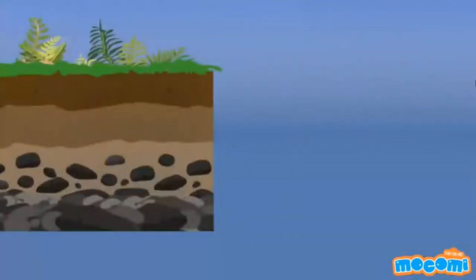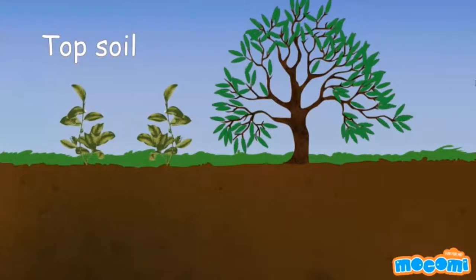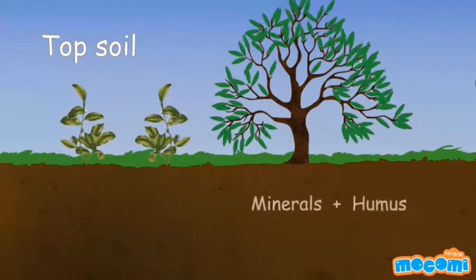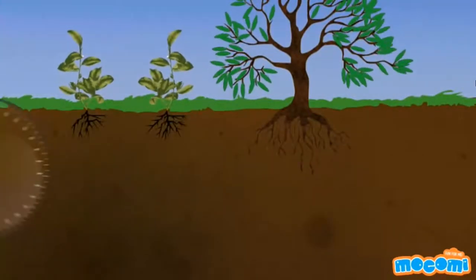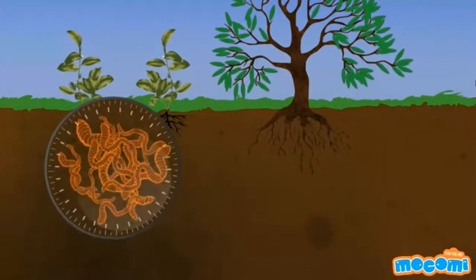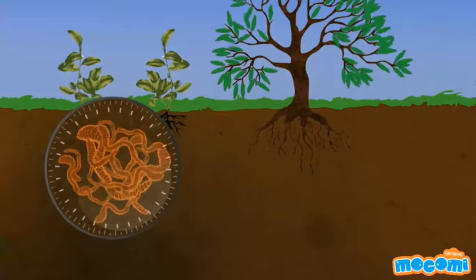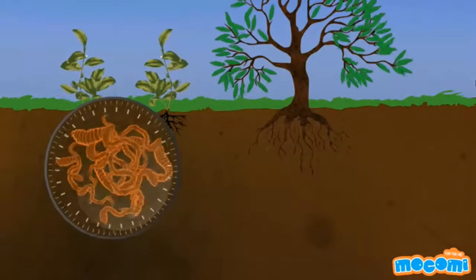Soil has three different layers: topsoil, subsoil, and substratum. Topsoil. It is the most useful part of the soil. It is dark in color because it is rich in minerals and humus. Plant roots also grow in the topsoil. Many living things like insects, worms, bacteria, and rodents live in the topsoil. It contains the decayed remains of dead plants and animals, which forms humus. Humus makes the topsoil very fertile.